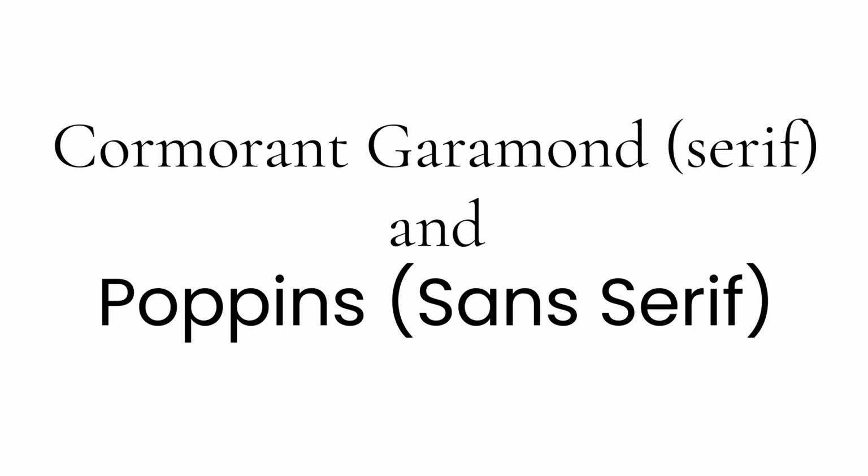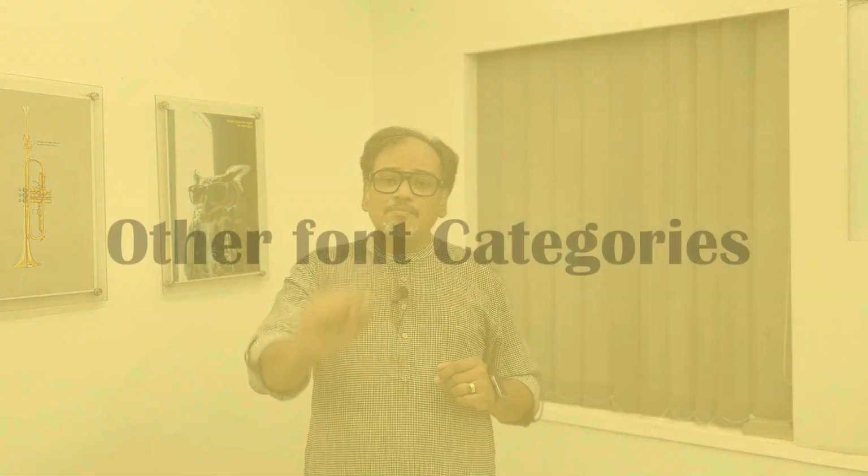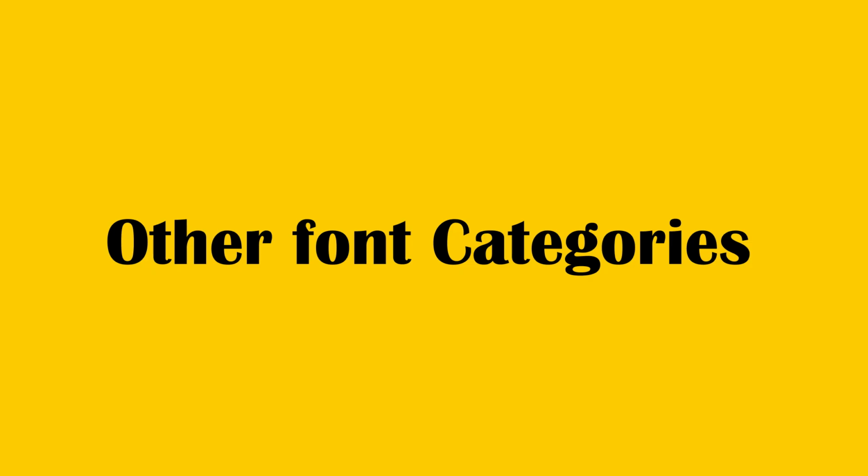Another example can be Cormorant Garamond, which is a serif font, and Poppins, which is a sans serif font, for artistic yet clean. Use serif for headlines or emphasis and sans serif for body text or digital readability. But when we talk about readability, serif fonts are best for long printed texts and sans serif is best for screen visibility. There are some other font categories also.